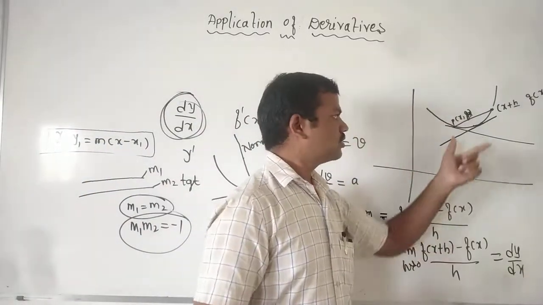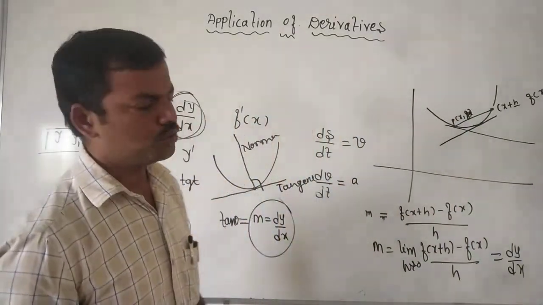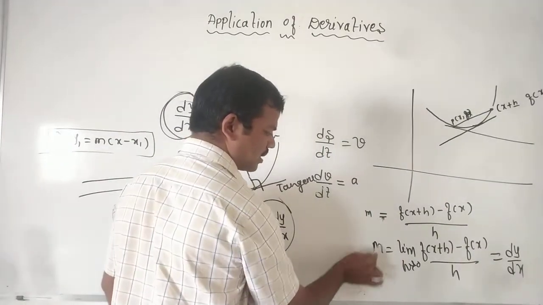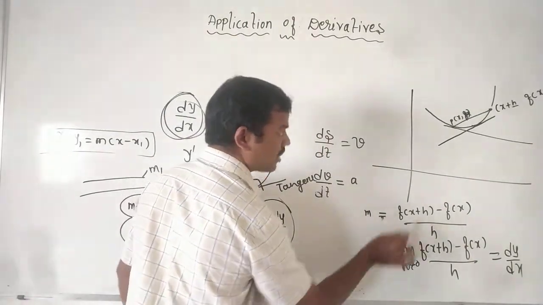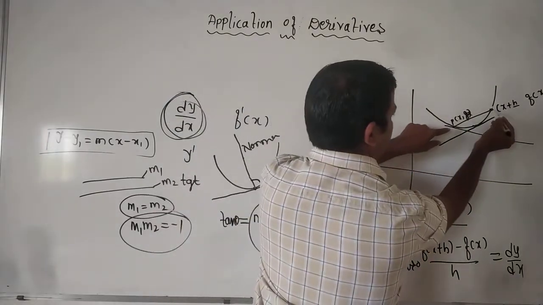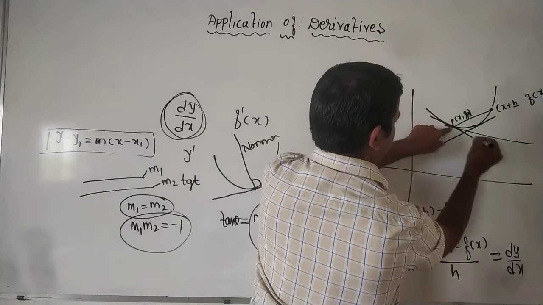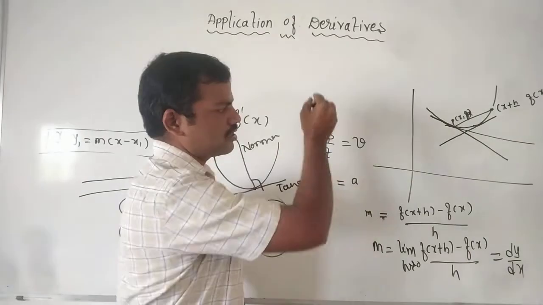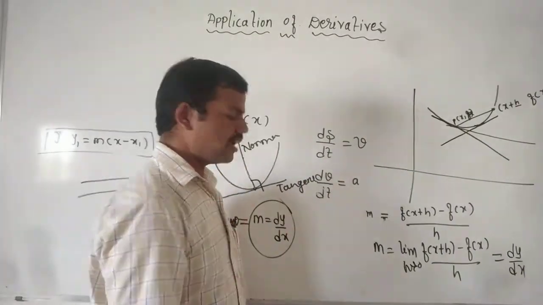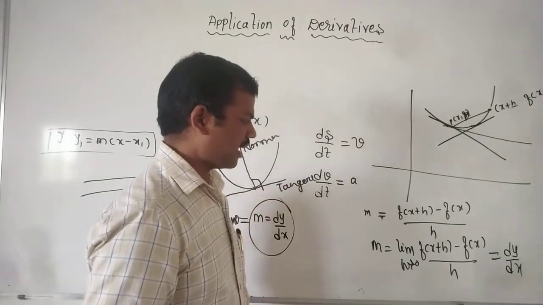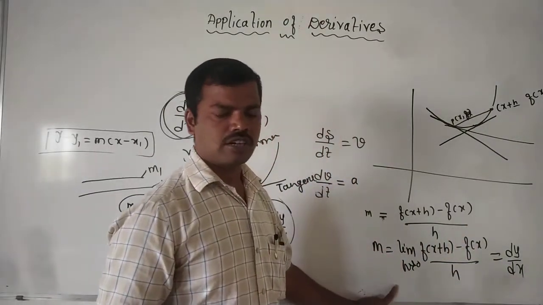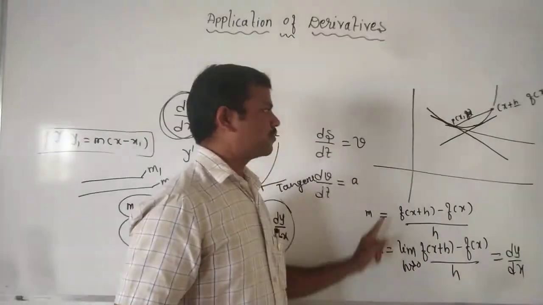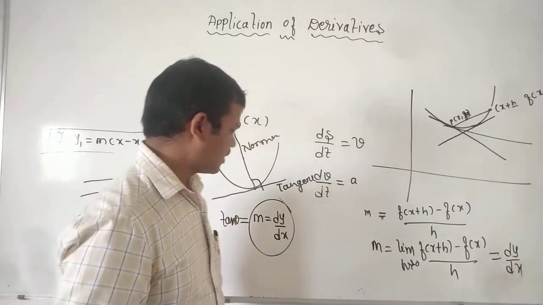Already we know that. So how to find the slope of the line, applying the limit. When it becomes the slope of the tangent, that is when h tends to 0, the point comes here and the line comes like this. So the line becomes a point, and at that time it becomes the tangent. We already know by the first principle that the tangent's slope is nothing but dy by dx. That is the slope of the tangent.